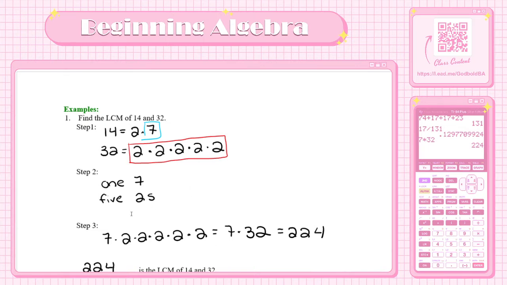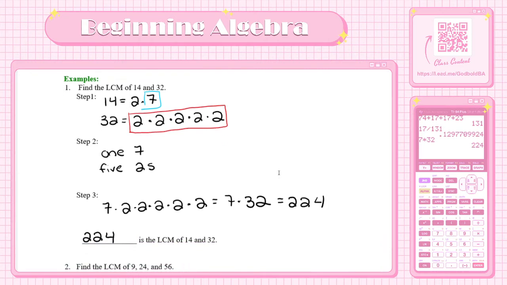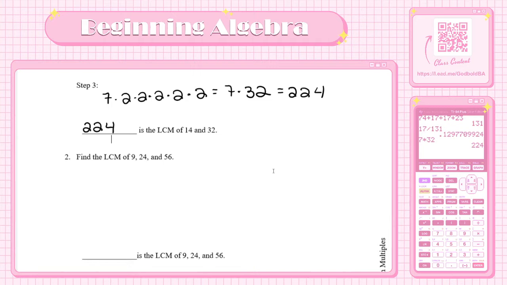Now, we did not want to have to write out all the multiples of 14 and all the multiples of 32 to get to that, because I would have had to write out 7 different multiples of 32 before I would have even gotten to that. So let's try it again. Let's just keep trying it and see how it works.